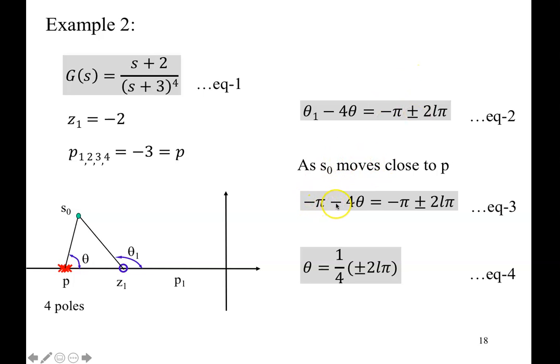So it's negative pi minus 4 theta equals minus pi plus minus 2l pi. That's my phase condition. I just lost 1 pi here because I lost open loop pole for this particular example. Because there is no pole, there's no additional open loop pole, therefore this becomes 0 here. So minus pi cancels that minus pi here, and then I'm going to divide 4 to both sides. I end up with 1 over 4 plus minus 2l pi.